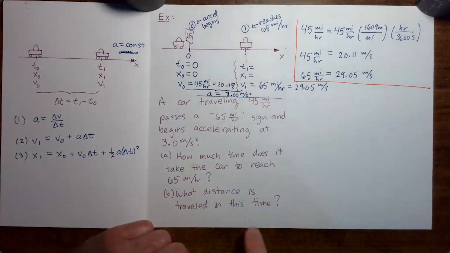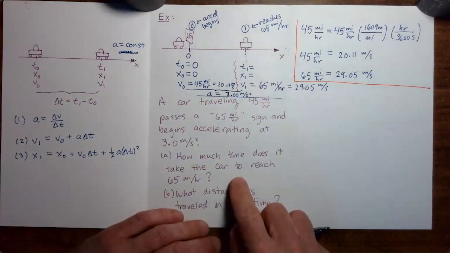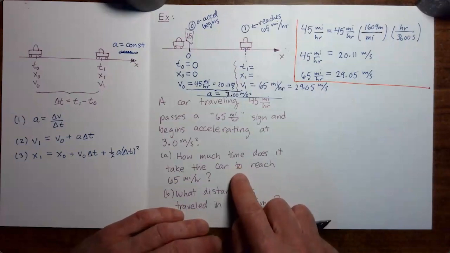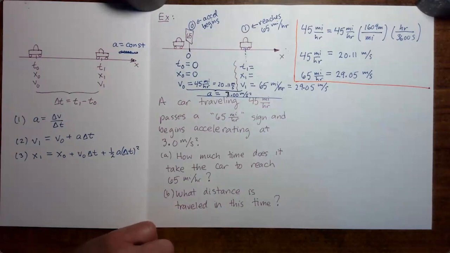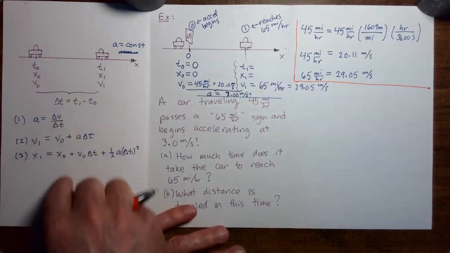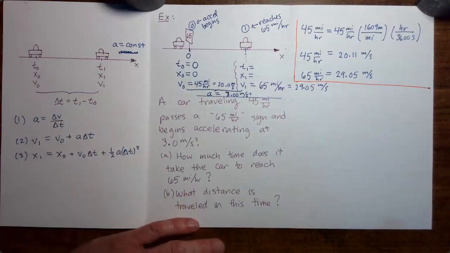Okay, so let's look at the questions. Part A, how much time does it take the car to reach 65 miles per hour? So we are looking for time 1. So what I'd like you to try is to go through the 3 equations here and see if there are any of those equations where everything is known except for time 1.